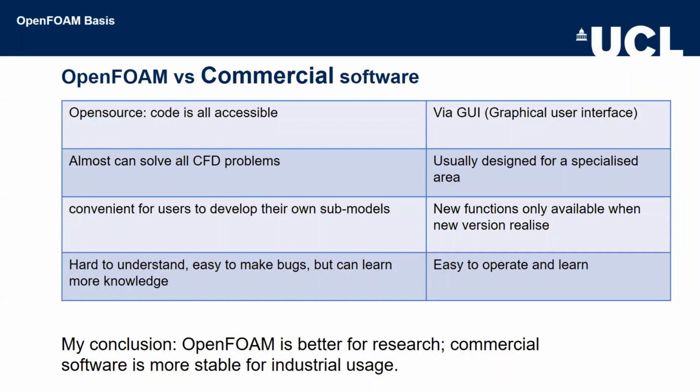The advantages of commercial software are that it is easy to learn and straightforward to use. In comparison, OpenFOAM is a bit difficult to understand and prone to bugs. So we have to get some knowledge of fluid dynamics and the C++ language because OpenFOAM is written in C++. So our conclusion is that OpenFOAM is better for research and commercial software is more suitable for industrial usage.